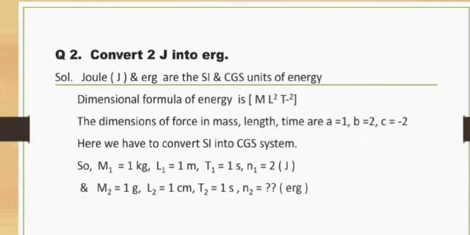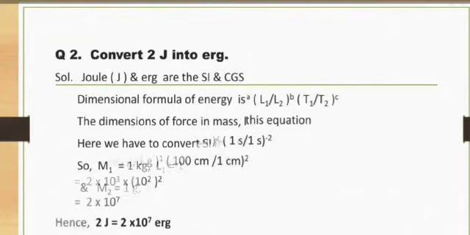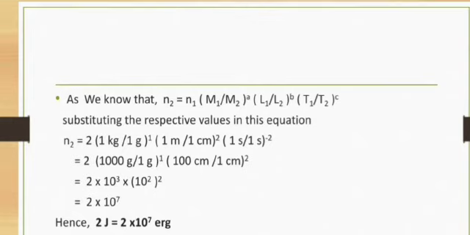Now we have to convert SI into CGS. Therefore, for M1, L1 and T1 we will use the SI system, and for M2, L2 and T2 we will use the CGS system. So M1 equal to 1 kg, L1 equal to 1 meter, T1 equal to 1 second, and M2 equal to 1 gram, L2 equal to 1 centimeter and T2 is equal to 1 second. N1 is given as 2, that is the numerical value attached with the joule. Now we will use the previous formula. N2 is equal to N1 (M1 upon M2) to the power A, (L1 upon L2) to the power B and (T1 by T2) to the power C.